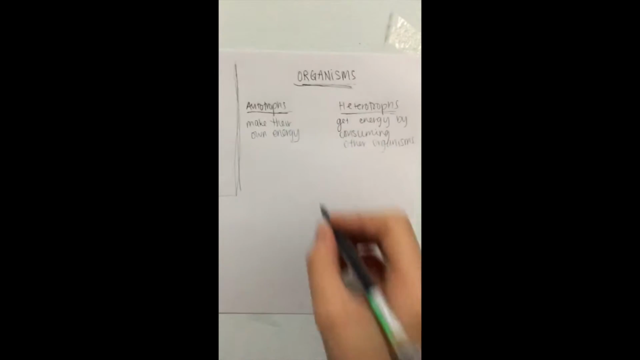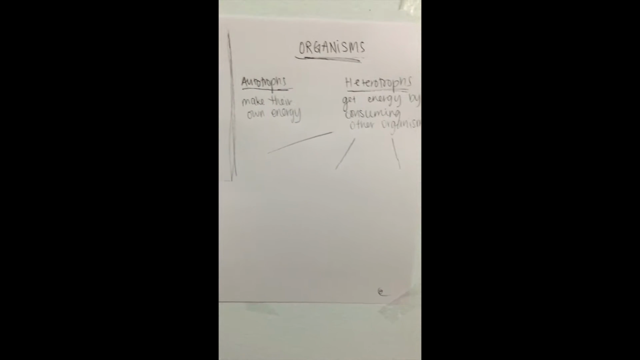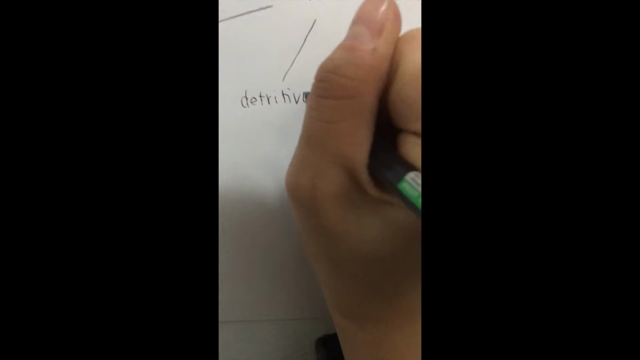There are three types of heterotrophs. There are the consumers, there are detritivores, and there are saprotrophs.